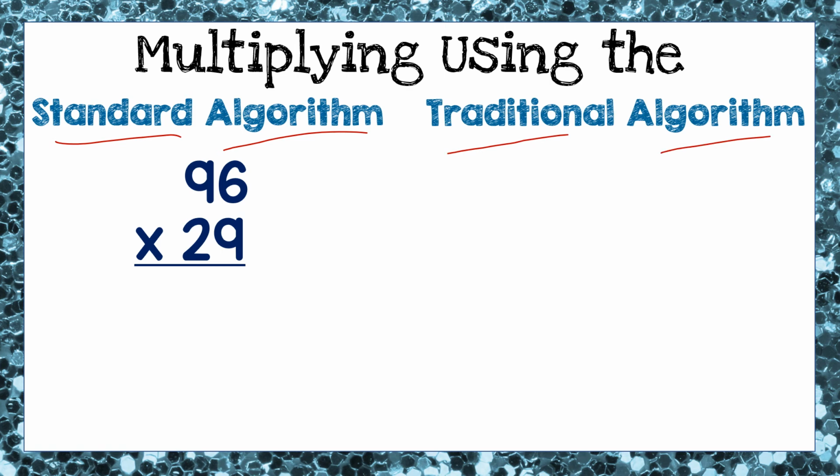Now, when you multiply using the standard algorithm, what you're doing is multiplying the digits that you see. For example, I have a 9 and a 6 that gives me 96, and a 2 and a 9 to give me 29. I am going to multiply the digits that I see. So let's do this example together.